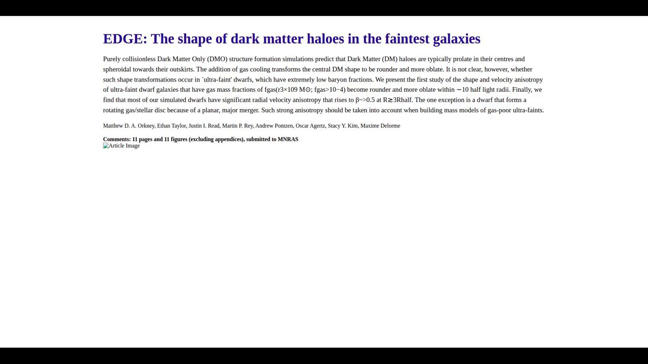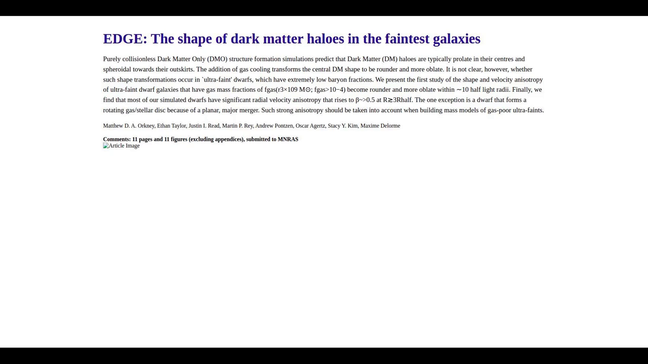We show that gas-poor ultra-faints retain their pristine prolate DM halo shape even when gas, star formation and feedback are included. This could provide a new and robust test of DM models. By contrast, gas-rich ultra-faints become rounder and more oblate within 10 half-light radii.